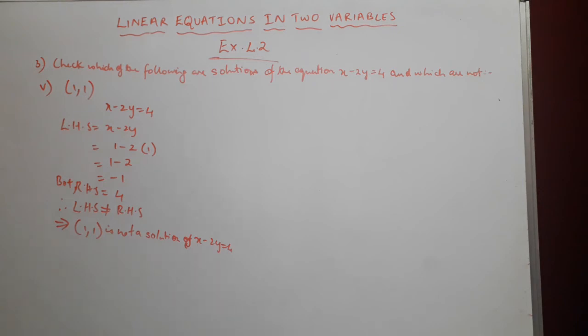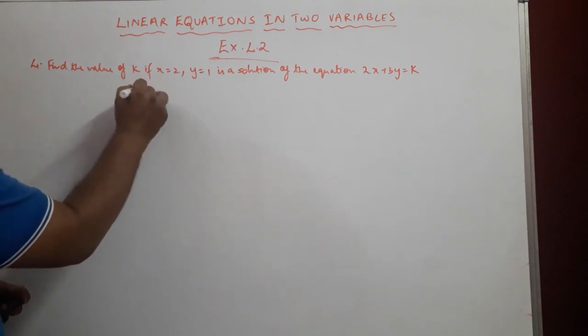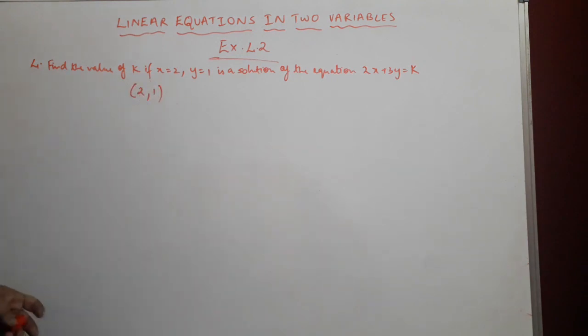We will do question number 4 now. Fourth question says find the value of k if x equal to 2, y equal to 1 is a solution of the equation 2x plus 3y equal to k. So here we are given that x equal to 2, y equal to 1 is a solution of the equation 2x plus 3y equal to k. That means the coordinates are given as (2, 1).